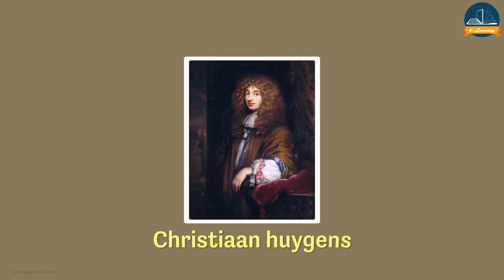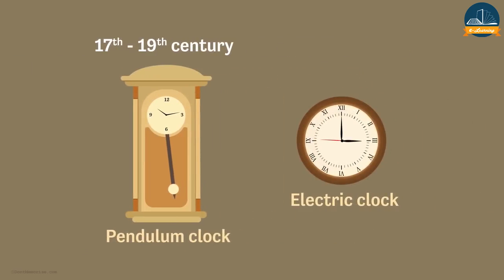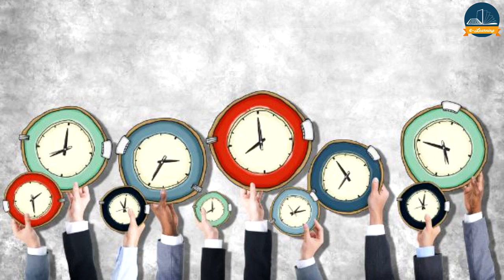Christian Huygens used this property to invent the pendulum clock. Pendulum clocks were very popular from the 17th century till the 19th century. Later, they were replaced by electric clocks with one or more cells. These clocks are called quartz clocks.